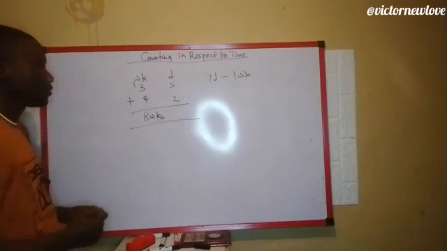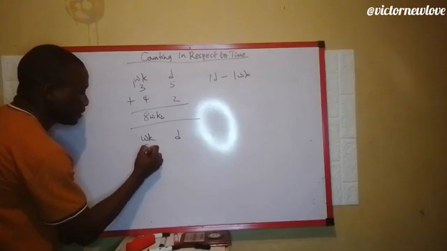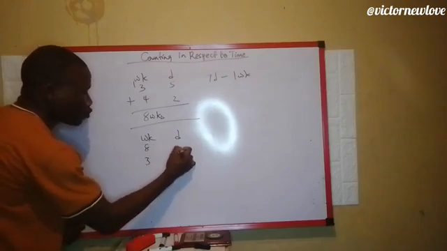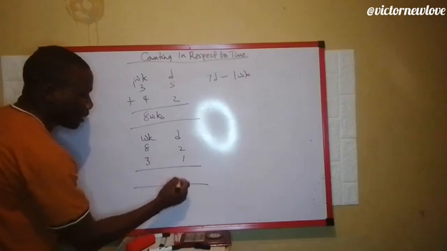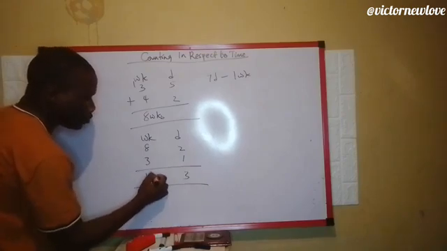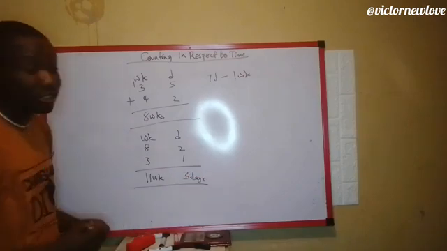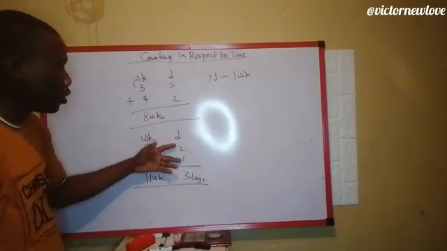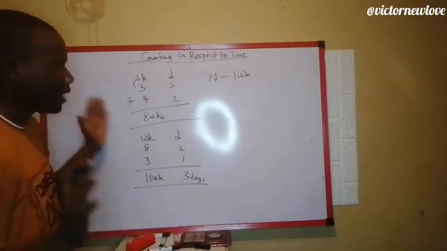8 weeks. In this case, let's say we have something like this. 8, 3, 2, 1. We're adding this together. 2 plus 1 is what? 3. 8 plus 3 is 11. So 11 weeks, 3 days. Because it is not up to 7, you just write it down. You don't need to remove anything.